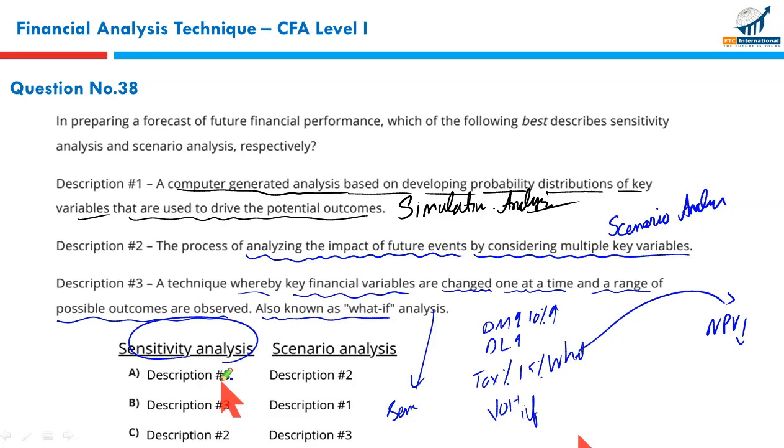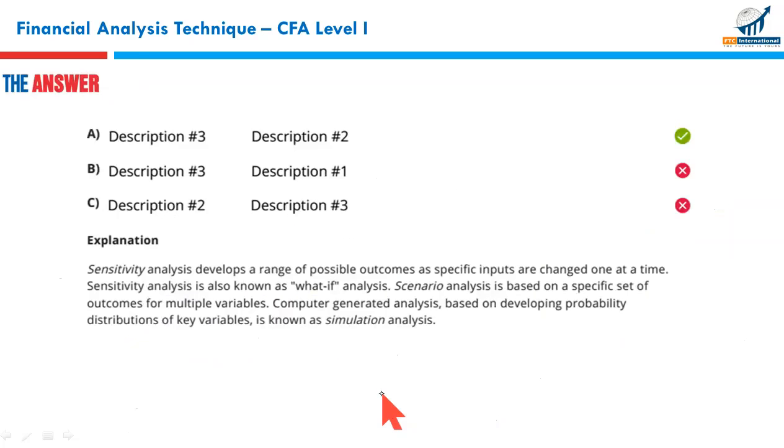Description 2 is describing scenario analysis. And description 1 is simulation analysis. So sensitivity analysis in description 3, scenario analysis in description 2. So this matches perfectly. That makes A our correct option. And as you can see, it is.